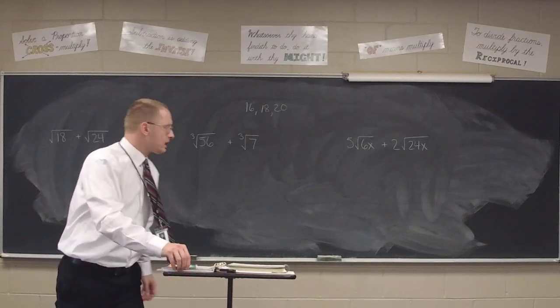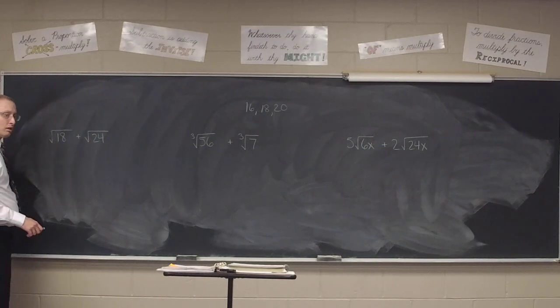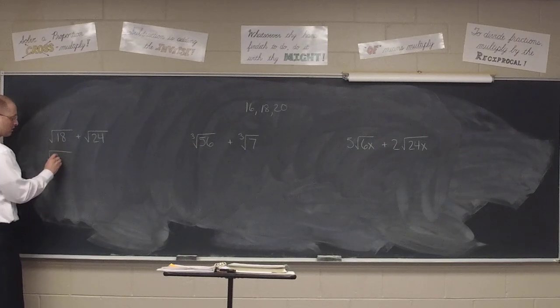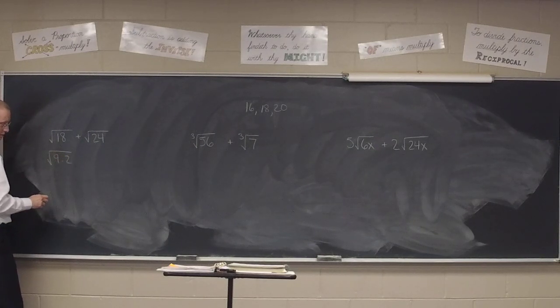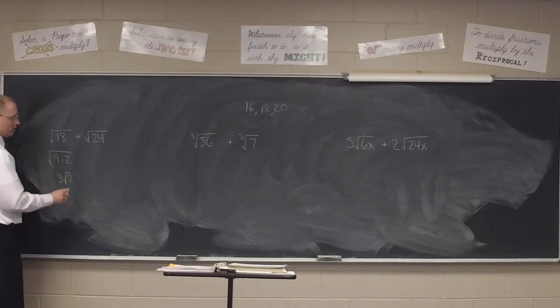Let's see how we did on these. And this time, Lana, we'll start with you. Number 16, talk me through. 18 was 9 times 2, which gives you 3 times the square root of 2. Then 24.